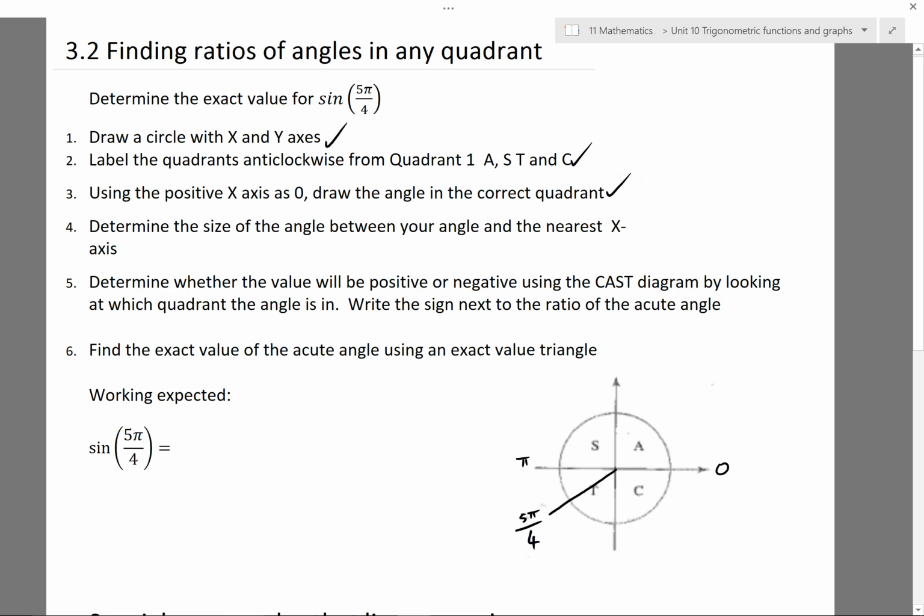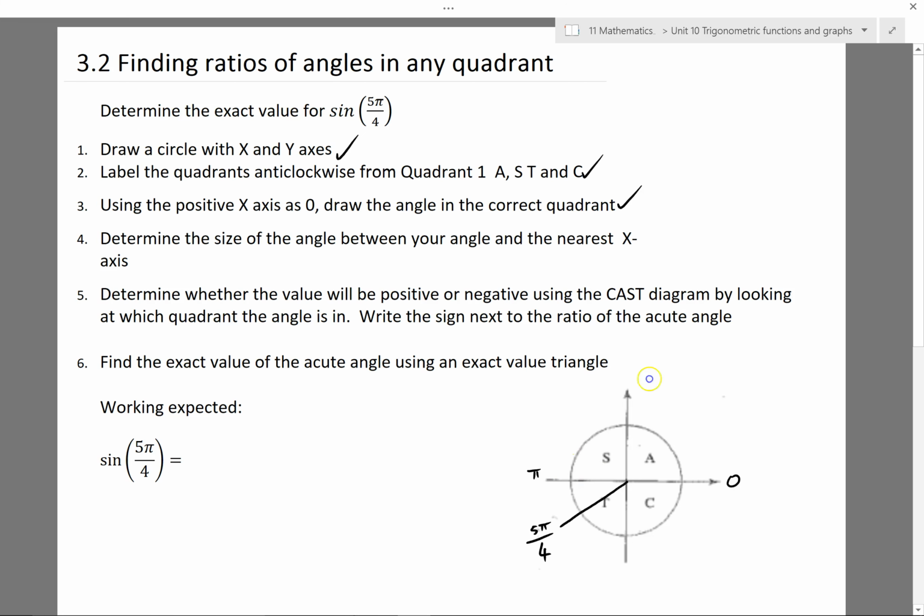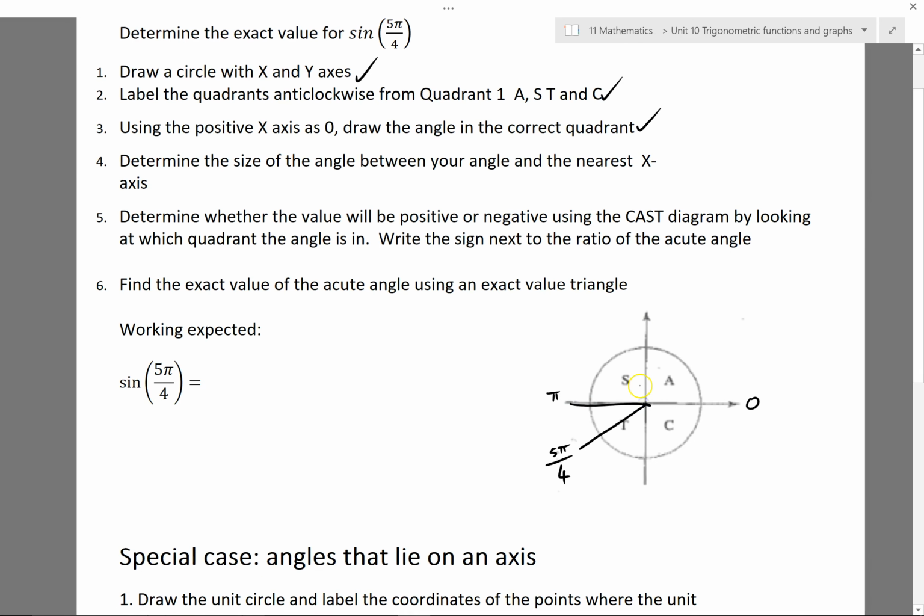Determine the size of the angle between your angle and the nearest x-axis. So this is my nearest x-axis. I need to find what's this angle in here. To find this angle, it'll be 5 pi on 4, take away pi, which is pi on 4. So that small angle in there is really pi on 4 radians. Done.